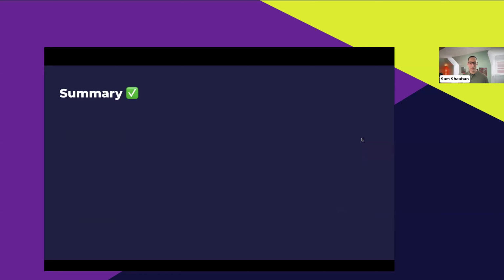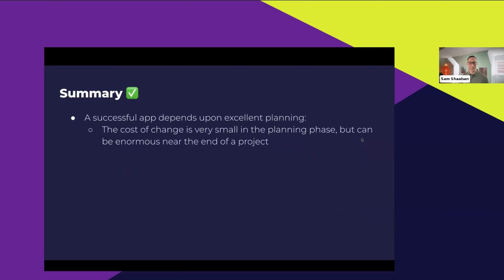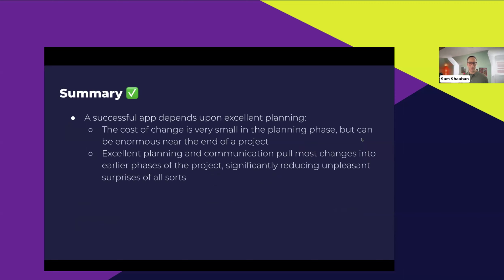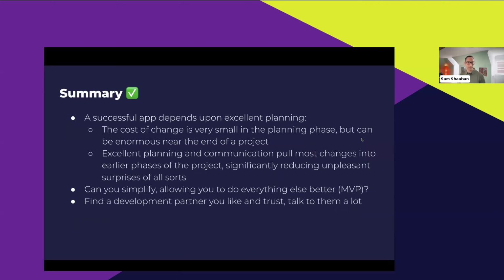So that's it. Let me give you a quick summary. Excellent planning is key. Remember this 10x rule: every phase that you wait before you change something is going to cost more and more and more. Planning and communication will reduce a lot of unpleasant surprises of all sorts. It's easy to skip, but it's really important to do. Can you simplify? Once you get this planning done, what can you trim? I think that's a concept that's going to help you a ton.